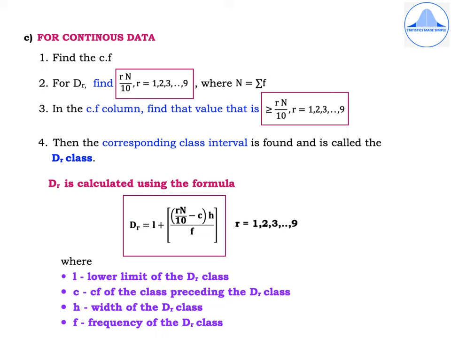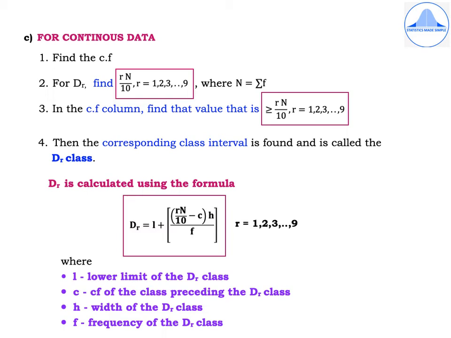Subdivision C, for continuous data, the first step is find the cumulative frequencies. Second step, for Dr find rn divided by 10, where r takes the values 1, 2, 3 up to 9 and n is equal to summation f. Third step, in the CF column, find that value that is greater than or equal to rn by 10, again where r takes the values 1, 2, 3 up to 9.